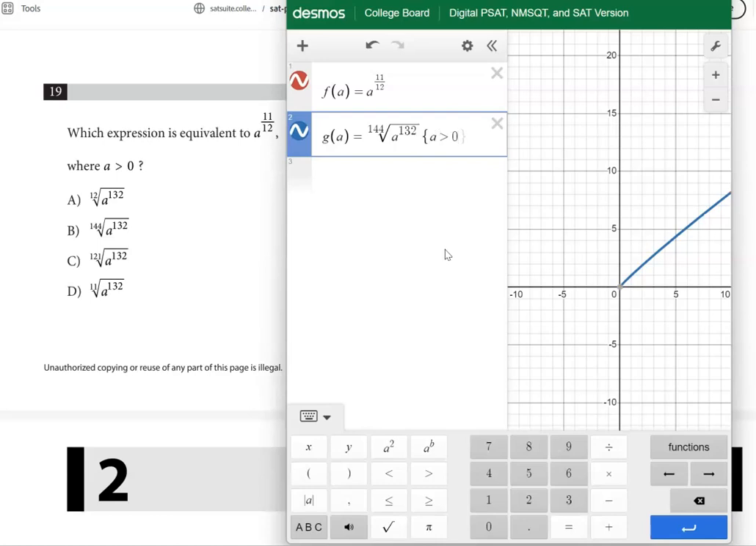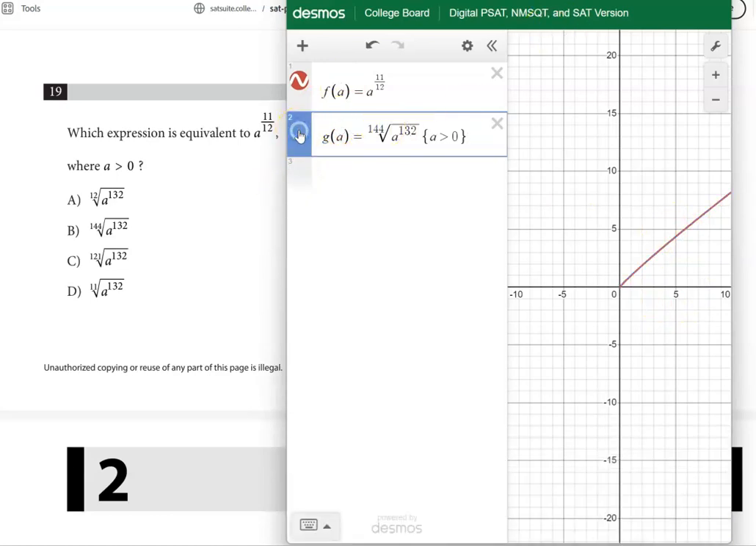And when you do that, you will immediately see that this graph is the same as the red graph. So turn it off. If you click here, it'll turn it off. You can see that red graph. Now you see that blue graph. So answer choice B is equivalent to that expression because it produces the same graph.